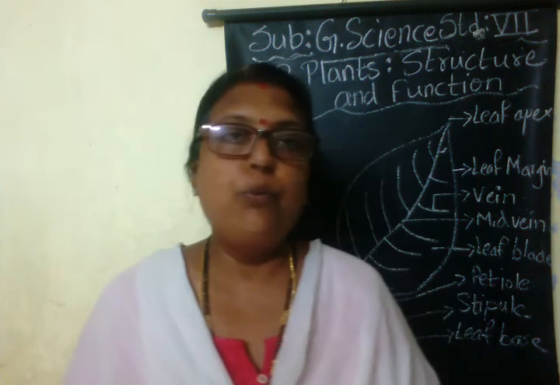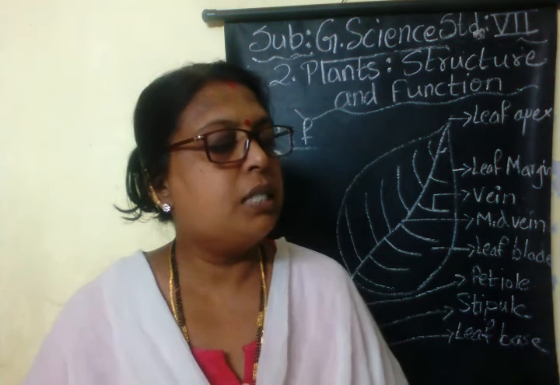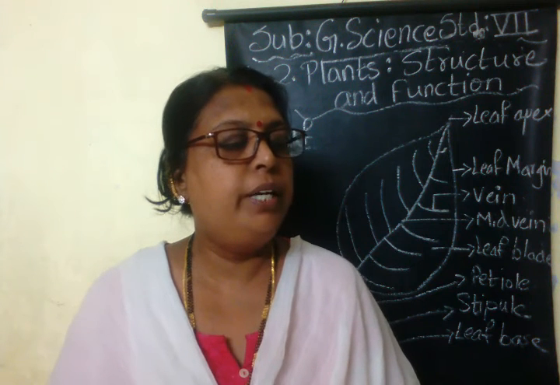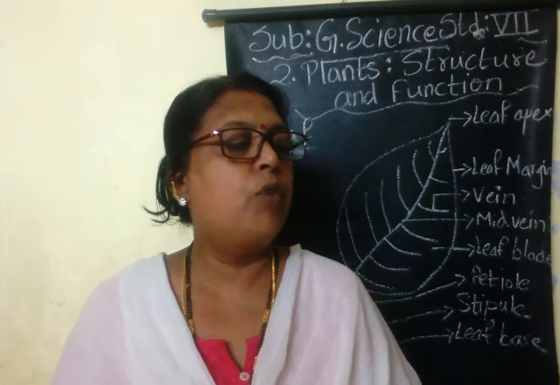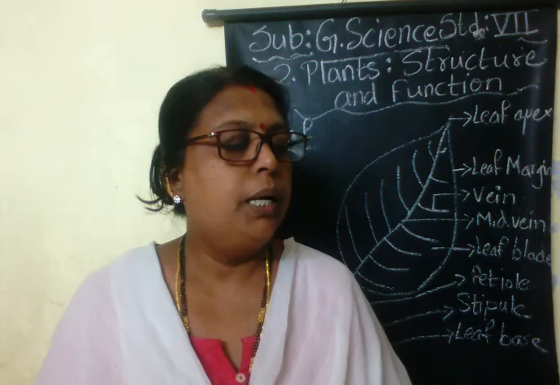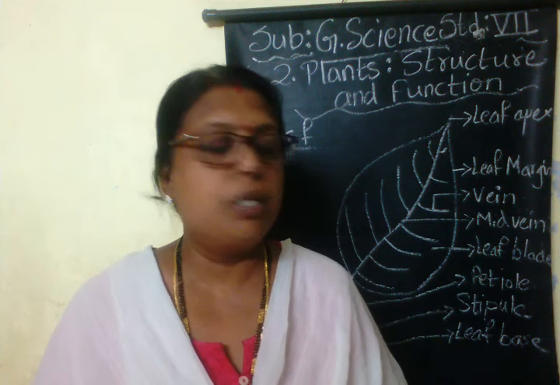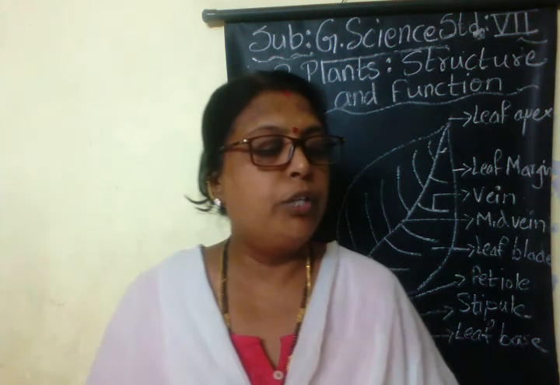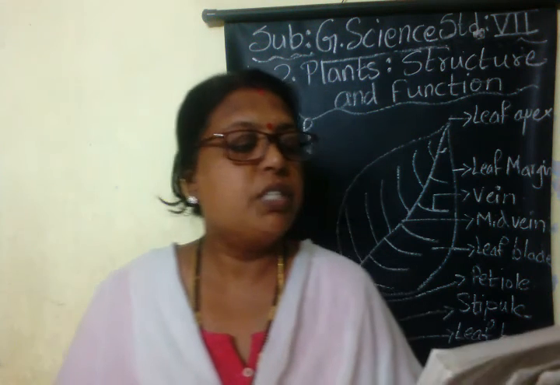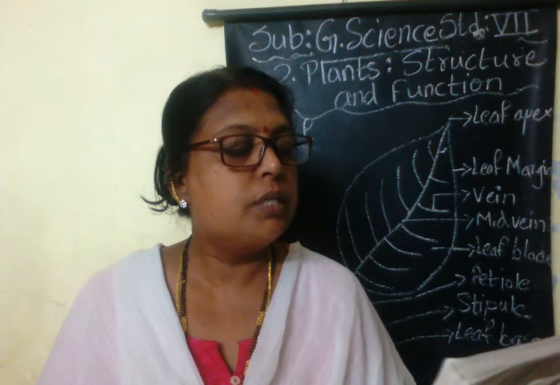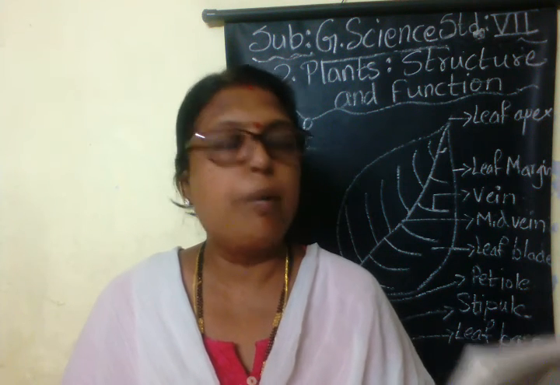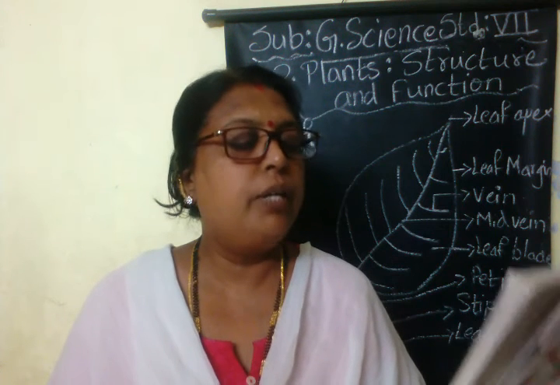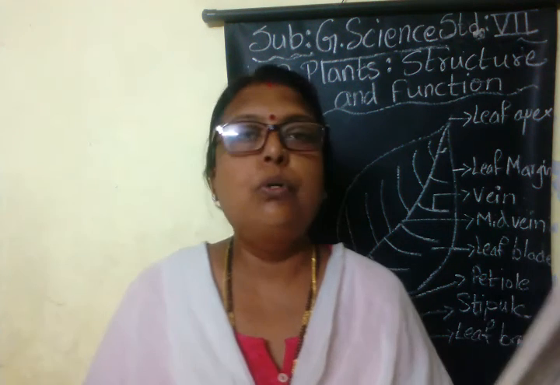So I think you people have understood. So see the last paragraph. Soak the seeds of pea, wheat, rice, jawar, groundnut in water for 3 to 4 hours. Press the seed with your fingers and observe which seed gets divided into two equal parts. Seeds which get divided into two equal parts are called dicotyledonous seeds. Seeds which do not divide into two equal parts are called monocotyledonous seeds.